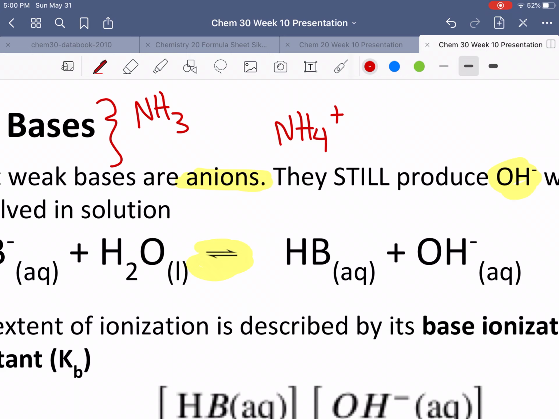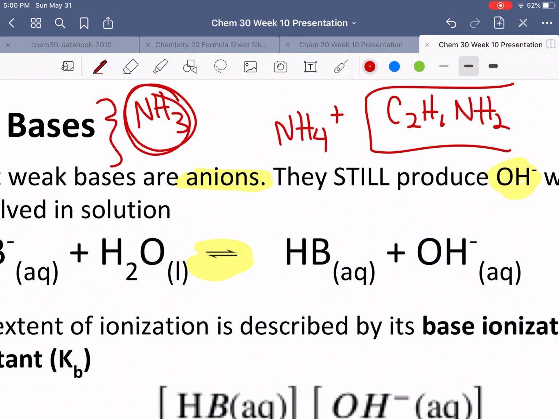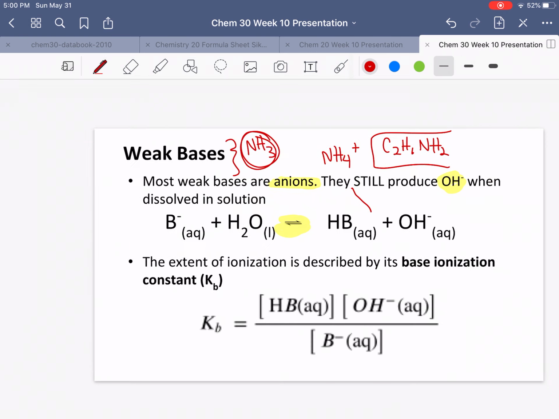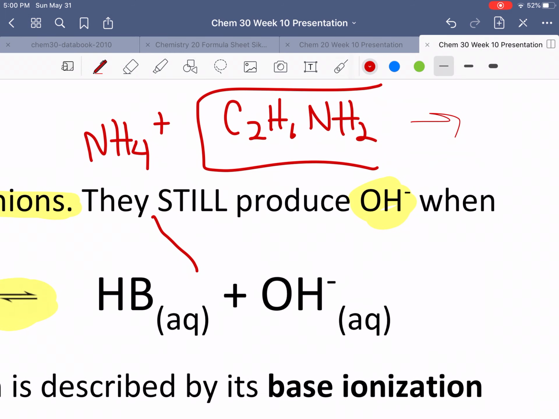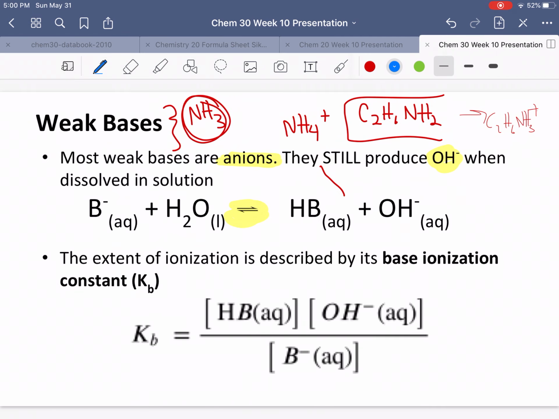So if you ever have a question where you're seeing some combination of N and H, like for example, you might see something like C2H6NH, something weird like that, NH2, and it'll react with water. If you see something like that, that's still going to be a weak base, but it's going to gain an extra hydrogen to become C2H6NH3+, right? Just hint, hint, be aware. You're going to see some weird stuff like that.